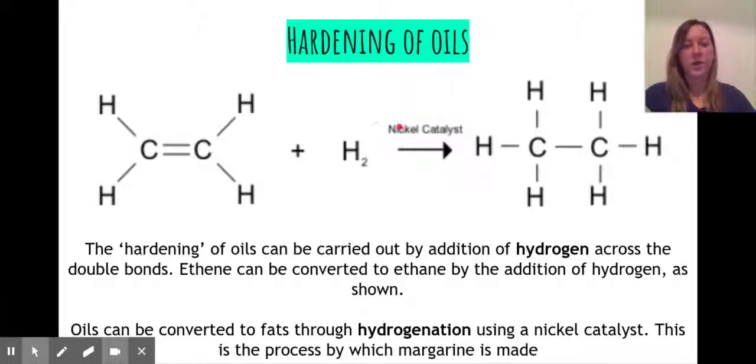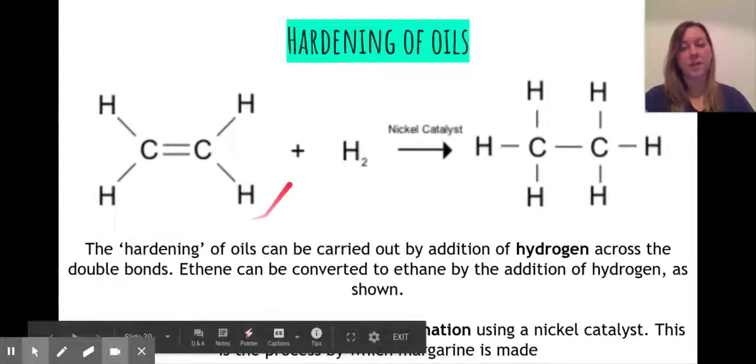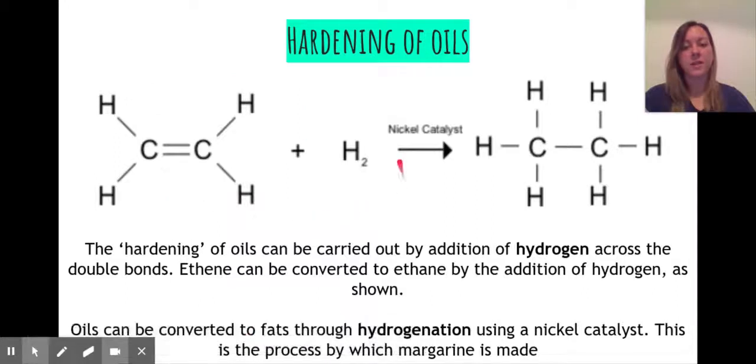Now, a nickel catalyst is used. It's important that you know that it's a nickel catalyst that's used, and we end up with something that is then saturated. So oils can be converted to fats through hydrogenation, and of course this uses a nickel catalyst. This is actually the process by which margarine is made. Margarine starts off with, I think, plant oils, and it's then hydrogenated using a nickel catalyst and becomes solid margarine rather than liquid oil.